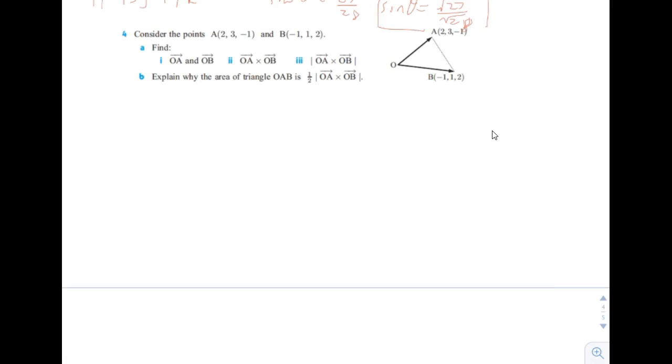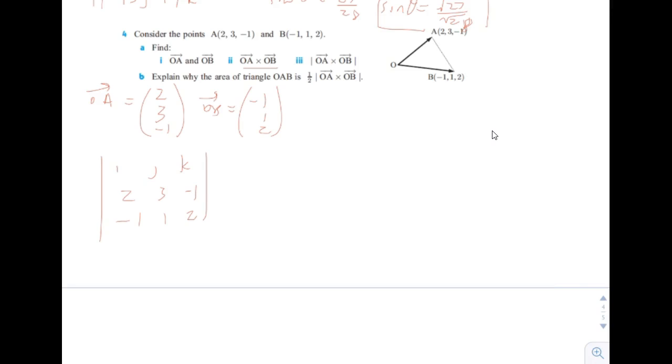So vector OA, we're going to find by taking the coordinates of A and just putting them vertically, in vector form. OB, similarly, is going to be (-1, 1, 2). And what about OA cross OB? Well, we know how to do that by now, right? (2, 3, -1) crossed with (-1, 1, 2).